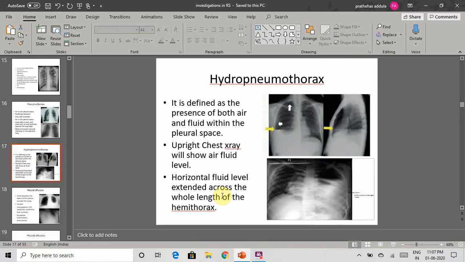Hydropneumothorax is defined as the presence of both air and fluid within the pleural space. An upright chest X-ray will show an air fluid level. A horizontal fluid level extends across the whole length of the hemithorax.